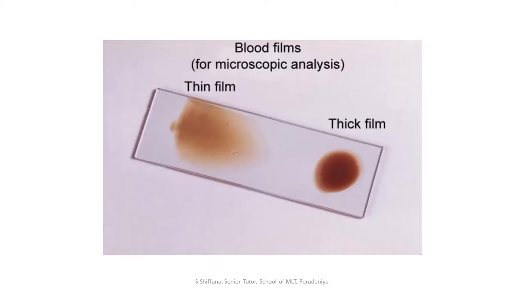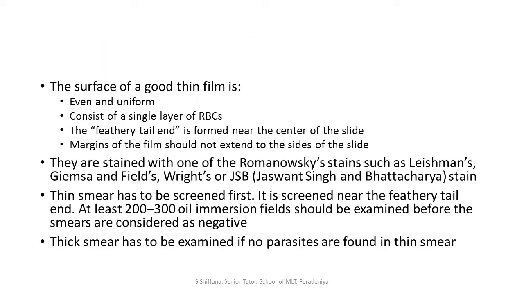So you all know how to prepare the thick and thin blood film. By using the thick blood film, we can increase the sensitivity, so we can tell the patient is positive for malaria. But if you want to identify the species, you have to examine the thin blood film. Then we will move into the staining step.